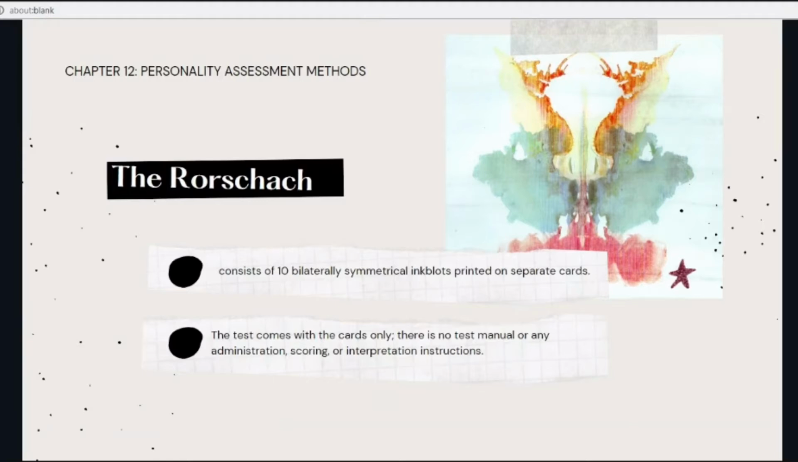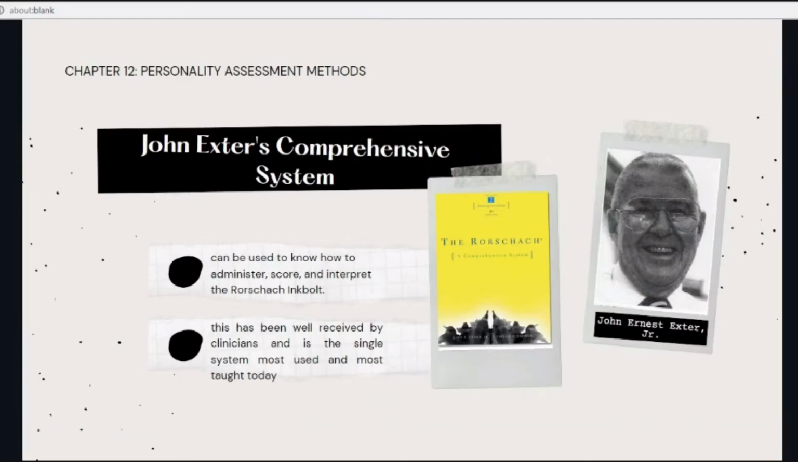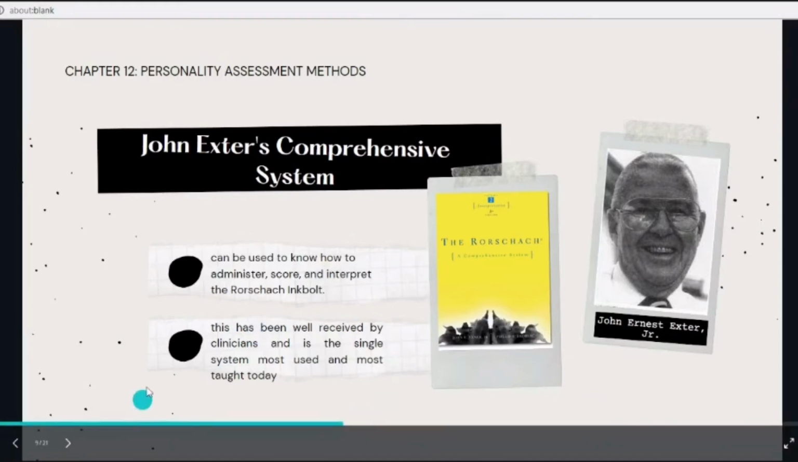There is no explanation on why some of the ink blots are colored and the others are achromatic, nor any significance given for the achromatic versus the colored ink blots. Exner has a comprehensive system used to know how to administer, score, and interpret the Rorschach. This has been well received by clinicians, and it is the single system that is mostly used and most taught today.